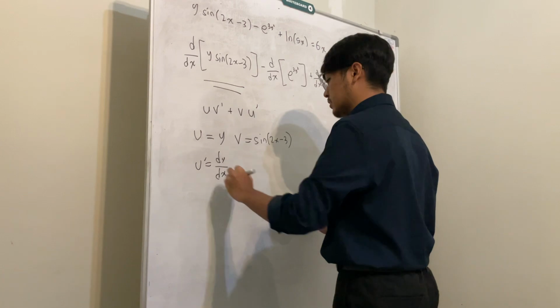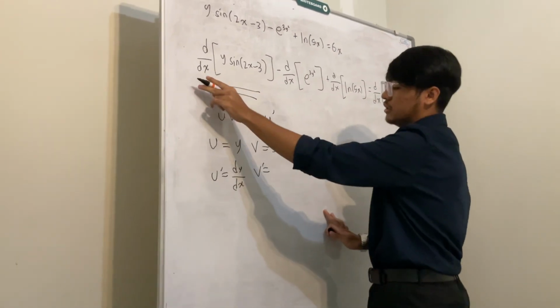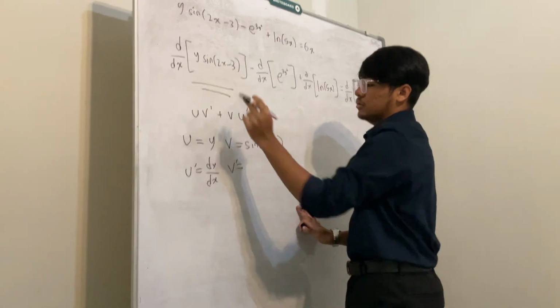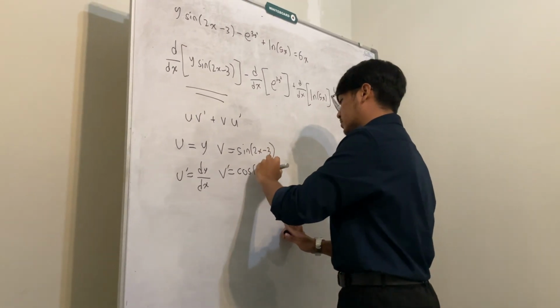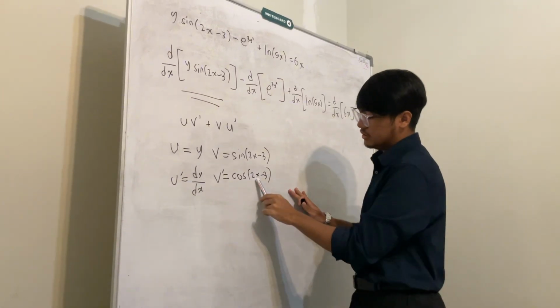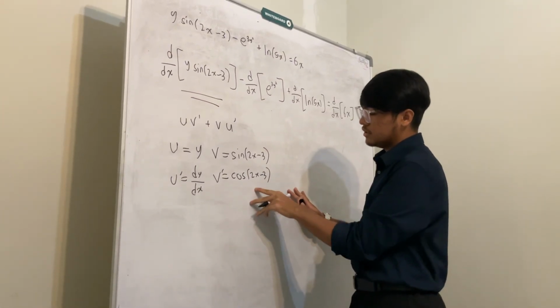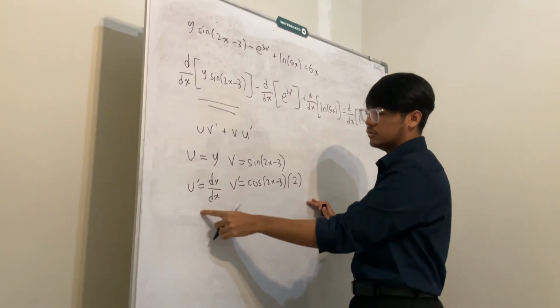So v prime is the derivative, which equals cos(2x minus 3), and we take the derivative of the inside. This is 2x, and if we differentiate it, it becomes 2. Okay, so this is u, v, u prime and v prime.